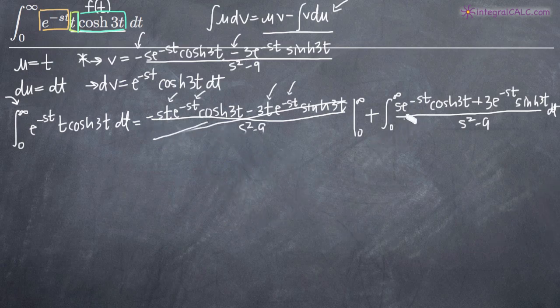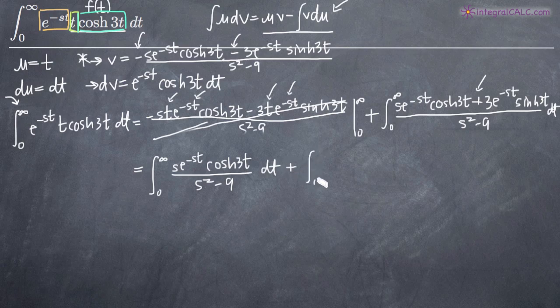So there we have the integral, and the integral we can split into two pieces. So we'll have the integral from 0 to infinity. We're going to split it here at the plus sign. So we'll have s e to the negative st cosh 3t over s squared minus 9 dt, and then we'll say plus, and we'll just separate our integral like this. So we've got 3e to the negative st hyperbolic sine of 3t over s squared minus 9 dt.